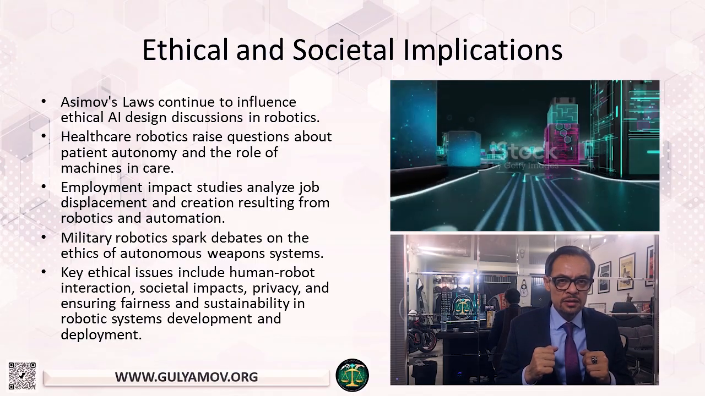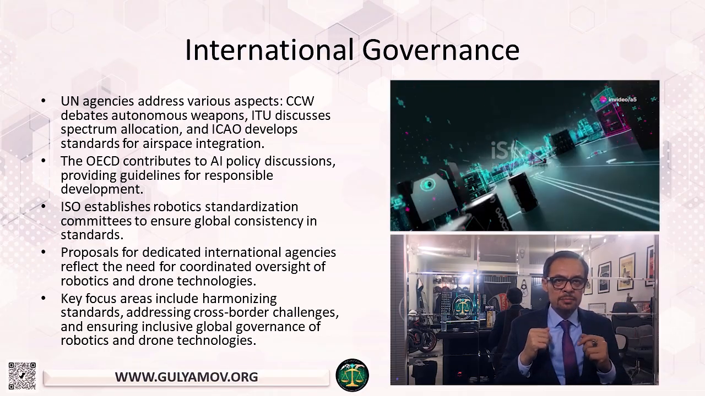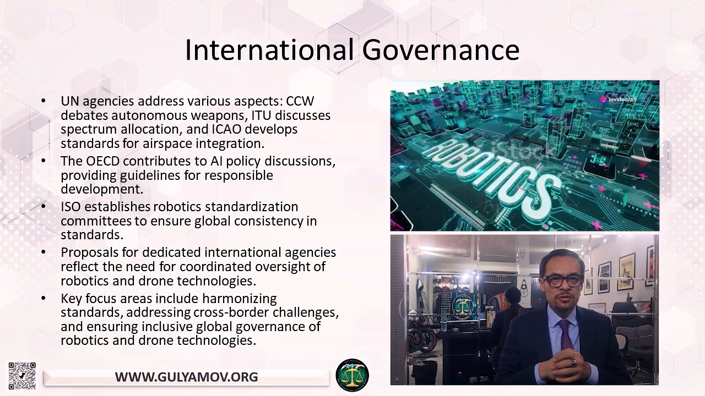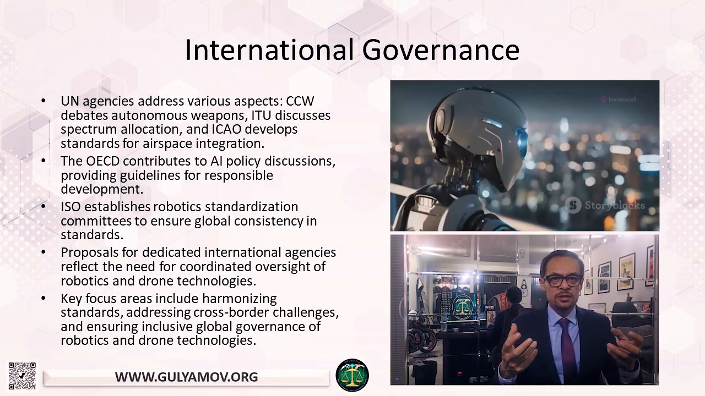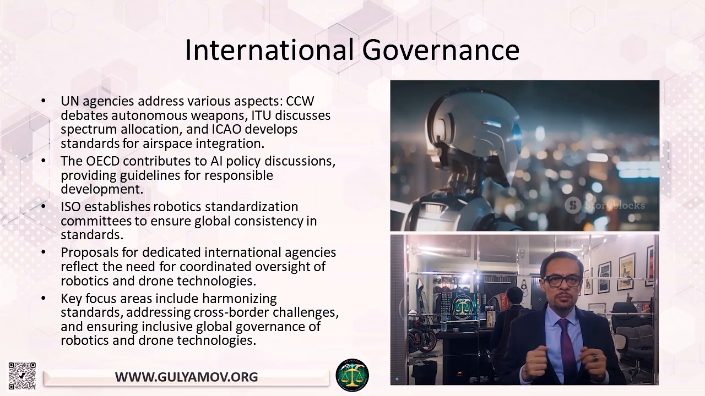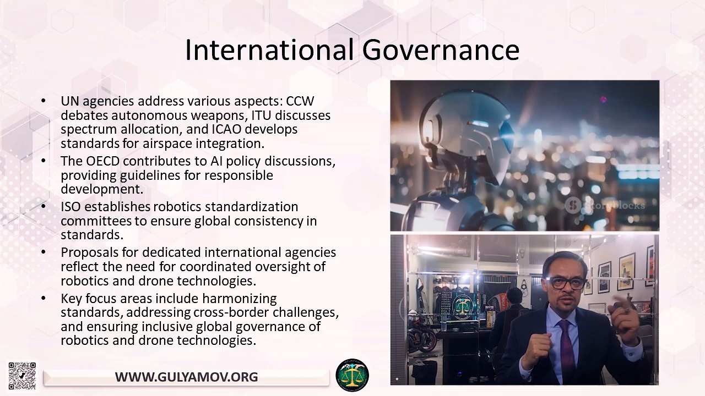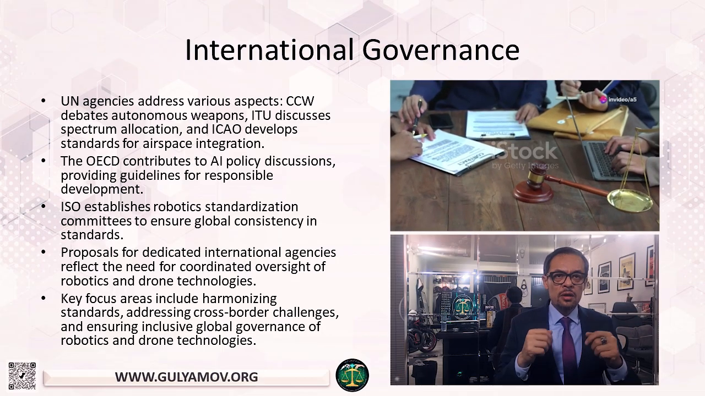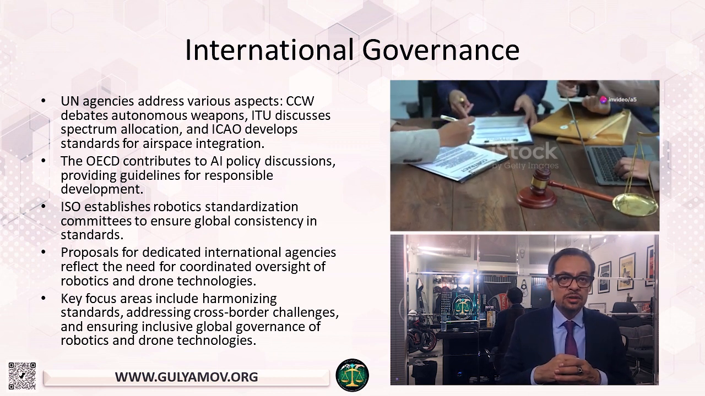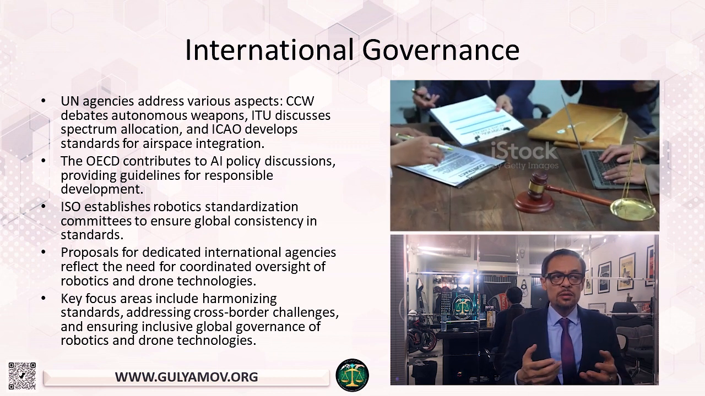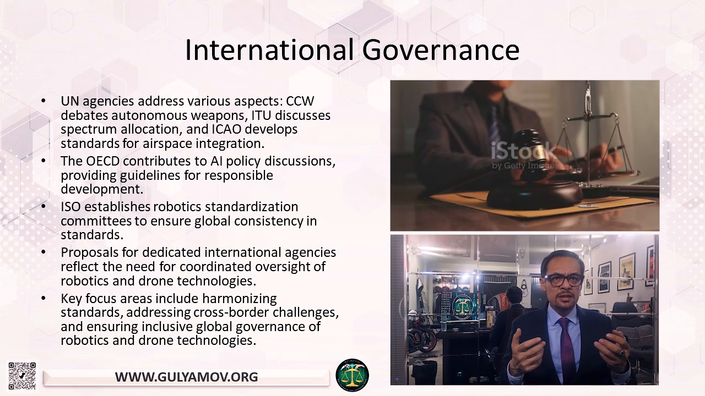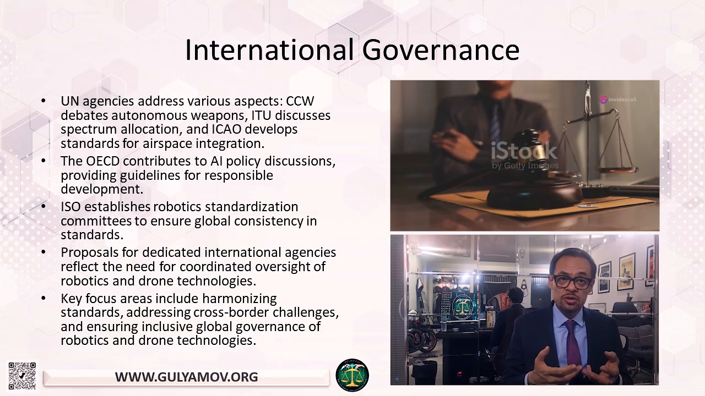International governance. International governance of robotics and drones, as depicted on our slide, reflects the inherently global nature of these technologies. Agencies stand at the forefront, addressing various aspects. The CCW grapples with the thorny issue of autonomous weapons. The ITU navigates the complex world of spectrum allocation, and ICAO works tirelessly to develop standards for airspace integration. The OECD contributes valuable insights to AI policy discussions, while ISO's Robotic Standardization Committee strives for global consistency.